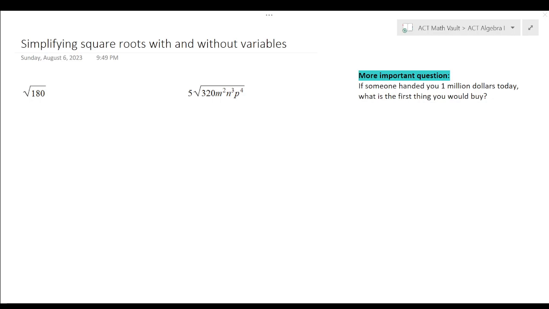think about the fun question. If someone handed you $1 million today, what is the first thing you would buy?